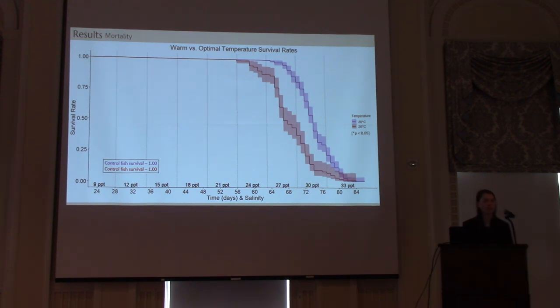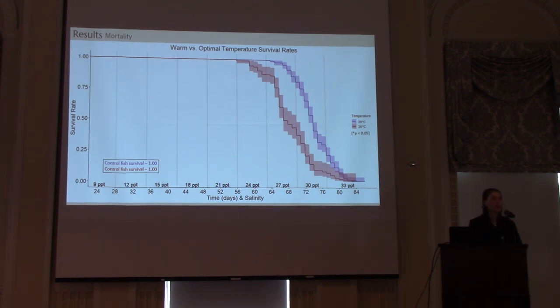However, it was only one fish on day 7, and you can see we don't have another vertical drop until about halfway through 24 parts per thousand. The highest mortality rate that occurred in the warm water treatment was at 27 parts per thousand, and then the last fish lived for 7 days at 33 parts per thousand in this warm water treatment.